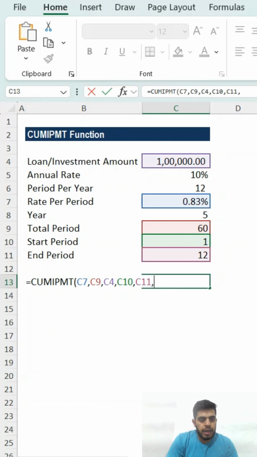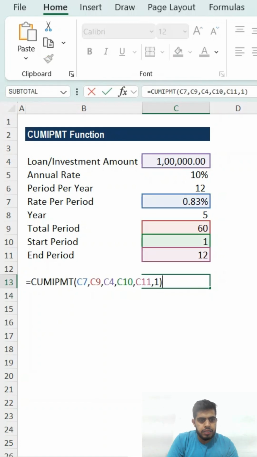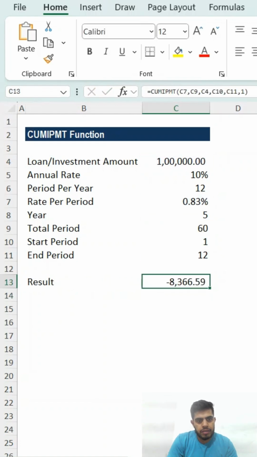Now our last parameter is type, which says end of the period or beginning of the period. Generally when we go to a bank or something like that, they keep on charging the rate of interest from the beginning of the period. So that's why we are going to take 1, or in the other way we can take 0 as well, when there's a different scenario, we can discuss it at a later stage. The moment we enter this, we get our result as 8366.